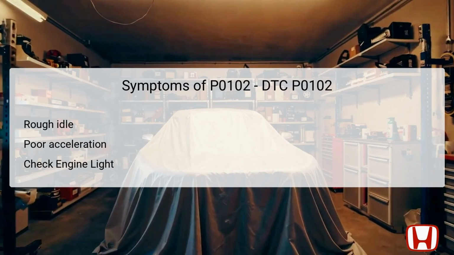The check engine light, CEL, is likely illuminated, signifying a need for diagnostic attention. Other symptoms may include reduced fuel efficiency and unexpected stalling of the engine. Recognizing these symptoms early can help address the issues before they exacerbate and lead to more extensive repairs.